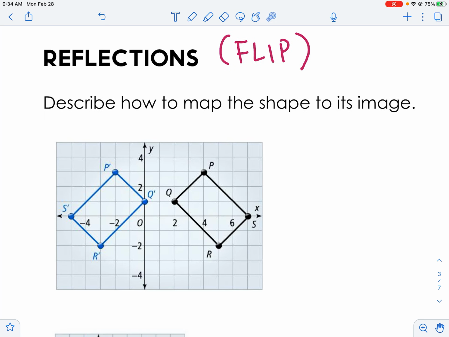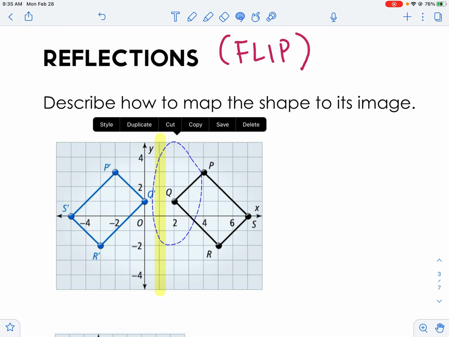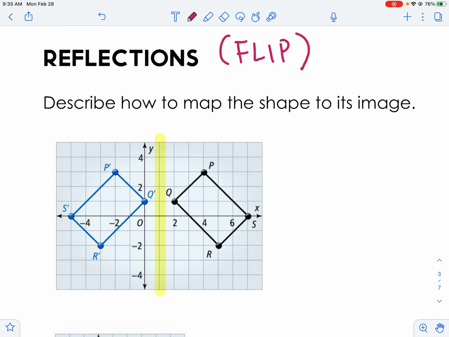So this says describe how to map the shape to its image. So first you have to figure out, what is it flipping over? Is it flipping over a line like this? Is it flipping over a line at an angle, or is it flipping over a vertical line like this? So I can kind of tell it's flipping over a vertical line, but I remember I want to find the middle of what it flips over. So if I know it flips over a line like this, it needs to be in the middle of these two shapes. So if I know it's a vertical line, trying to find the middle, if I move this over, right there is my line of reflection.